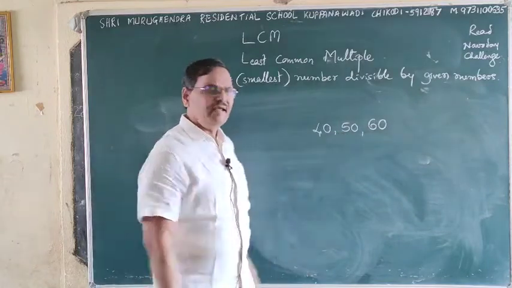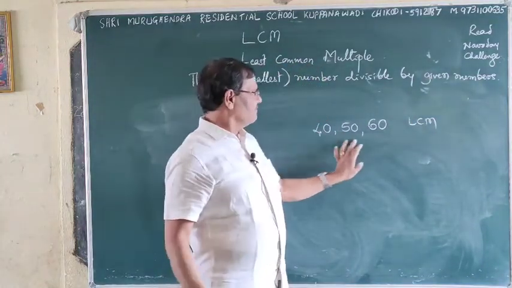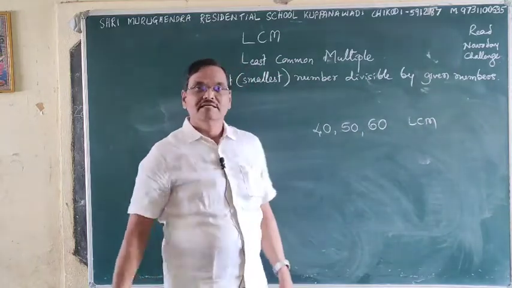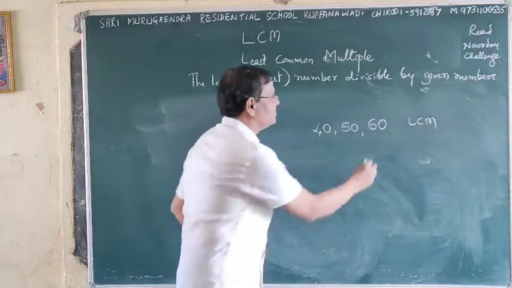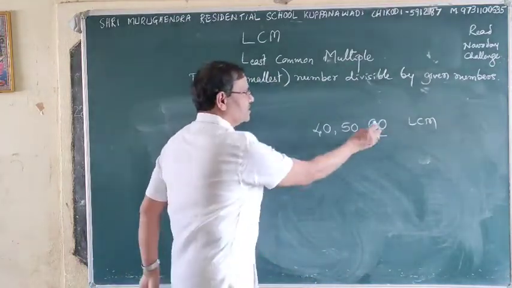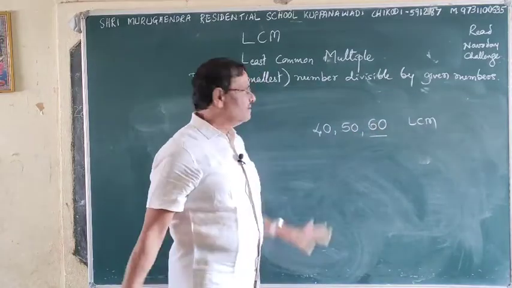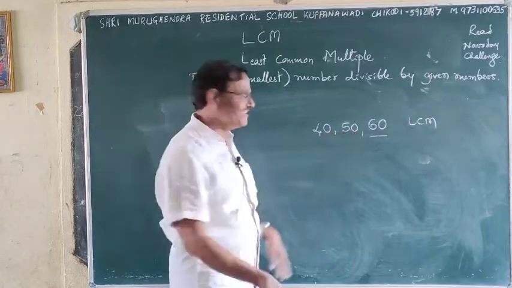These three, the LCM you are finding. What is the LCM of 40, 50, 60? See, among these, which is the biggest number? 60 is the biggest number. That table you have to count. 60 ones are 60; 40 has no 60, 50 has no 60.